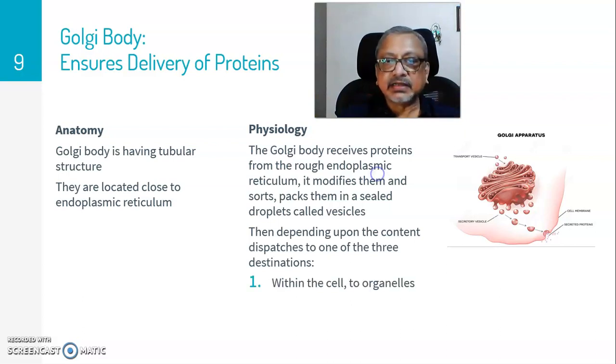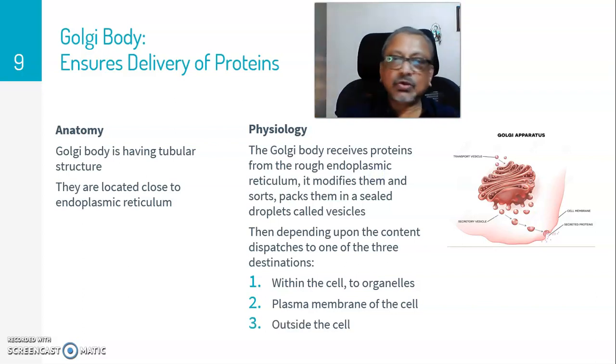They can deliver it in three areas. One is within the cell to the different organelles. Then the plasma membrane of the cell. Why the plasma membrane? Because you have already studied that the plasma membrane is made up of fat and protein. So, the plasma membrane requires a regular supply of protein, which the Golgi body delivers. And also outside the cell.